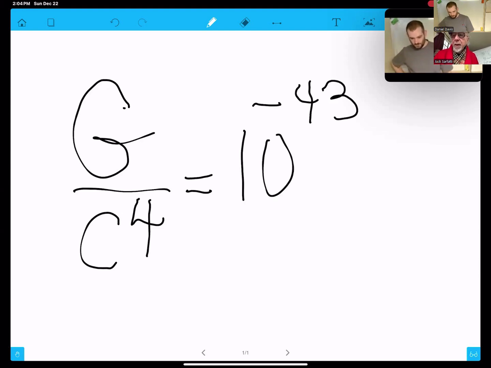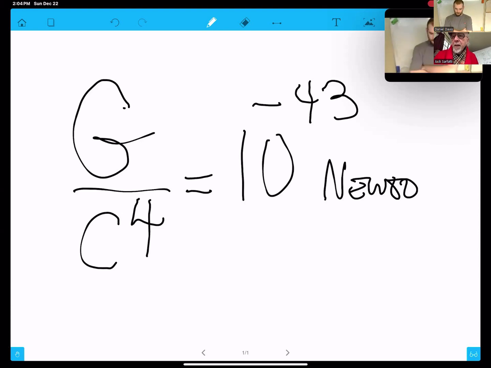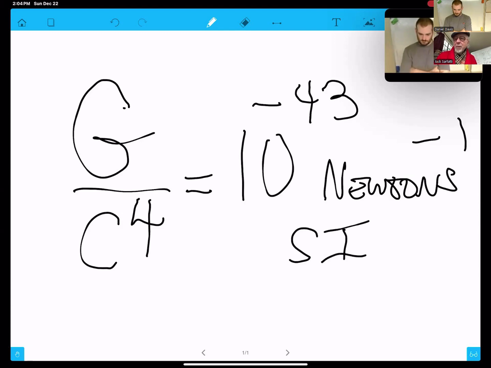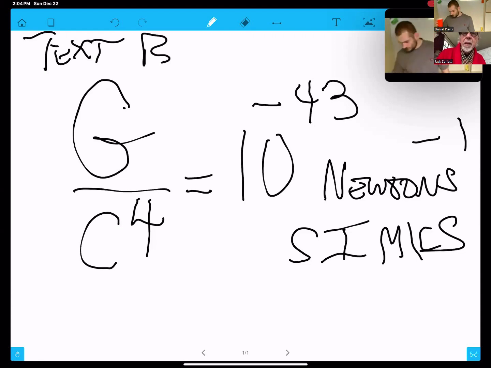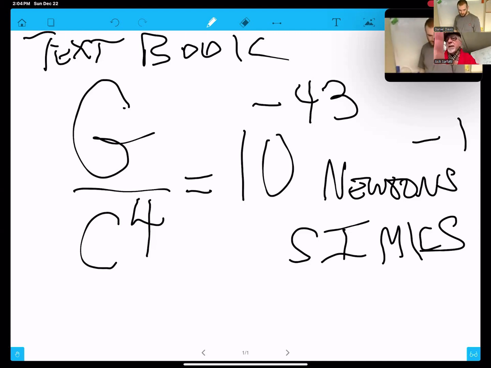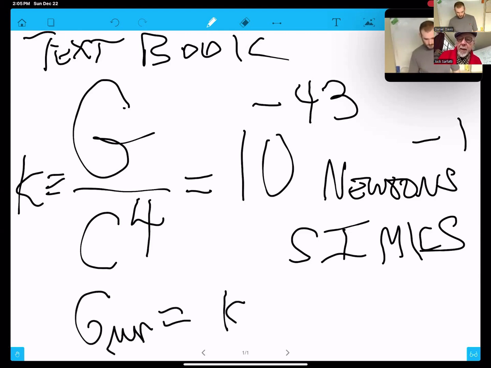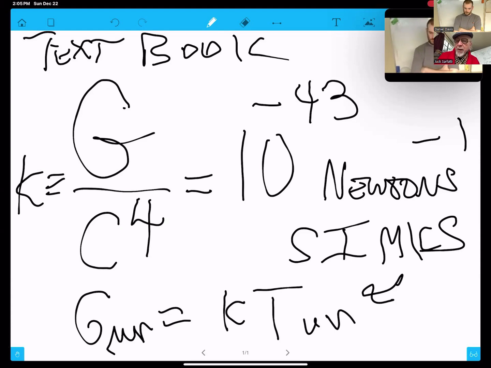Can you see this? Newton's... minus one. Newton is a unit of force, right? These are what's called SI units, SI, MKS. They all assume this. That's the standard textbook. But that doesn't really matter. This numerical value doesn't matter. Getting the curvature invariant doesn't matter what that is. You could just say this is K, and the equation is G mu nu equals K T mu nu. And this is all the curvature invariants. Do you see this now?